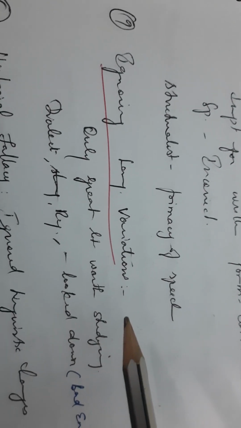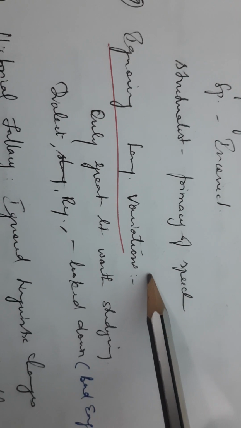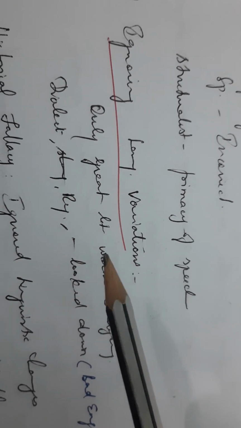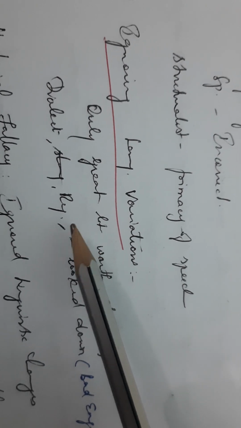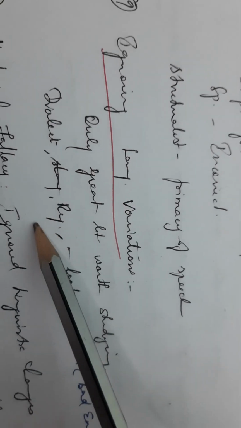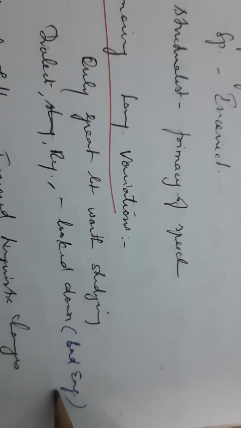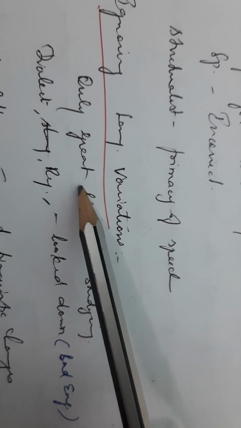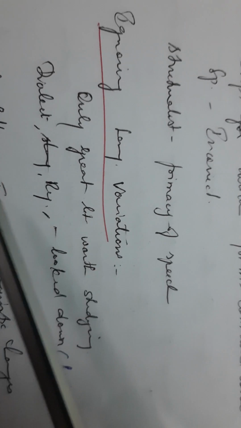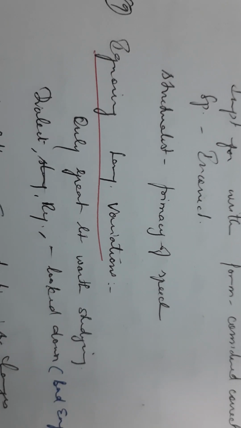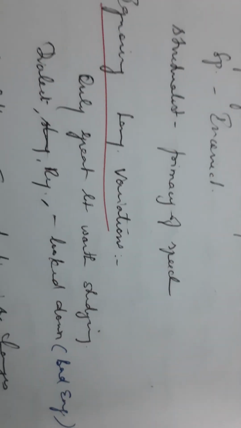The next one is ignoring language variation. Language variation means the dialect, slang, and various other things that we have seen. All these are regarded by the traditional grammarians as bad English. They stick only to great literature. They think that only the language of great literature is good English. Other types of language, dialect, slang, and many other things, are counted as bad English.